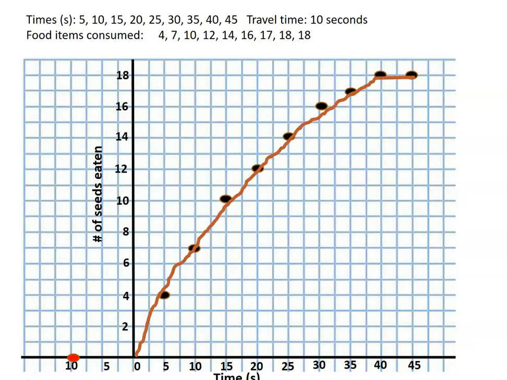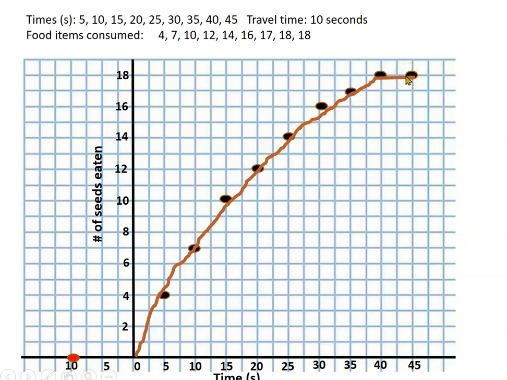So when you do that using these data, it looks something like this, right? We've got our 5-second data point where the bird ate 4 seeds. We've got our 10-second data point where the bird ate 3 more seeds for a total of 7, etc., etc. And then draw yourself a line through those data points. See that line? Draw that line, connecting those dots. This is not one of those best fit lines. This is continuous data, so we're going to connect those dots and draw ourselves a little curve. It's not going to be a straight line. You're going to see that it curves, right?